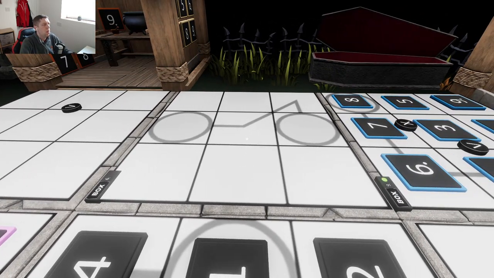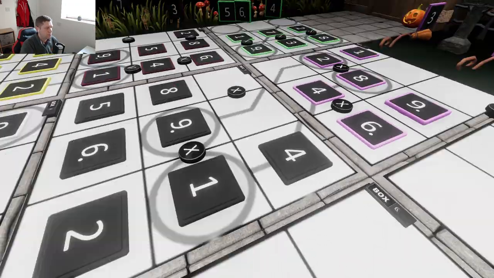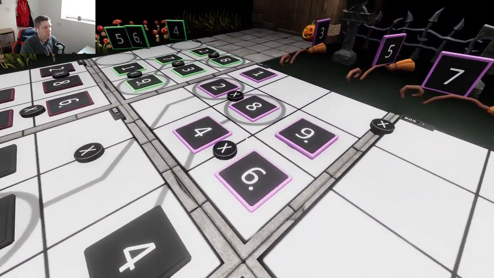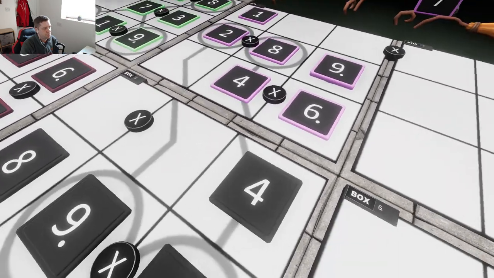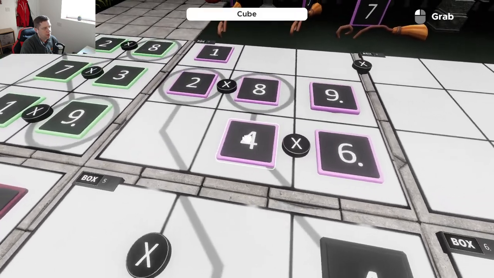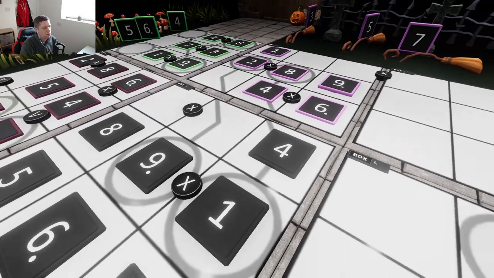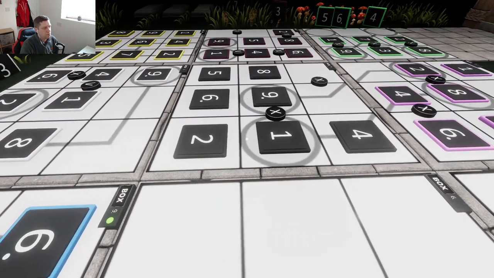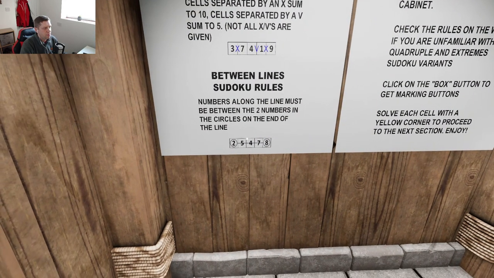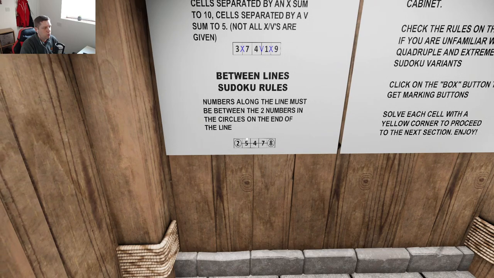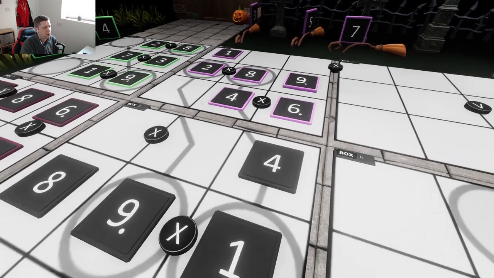Okay, we've got the final parts of the puzzle here, raring to go. So what have we got left here? I mean, it doesn't say that we can't repeat digits there. It doesn't say that you can't repeat digits on the line though, does it? It says that along the lines must be between the two numbers, which they are, one and eight. So yeah, I don't think that's broken.